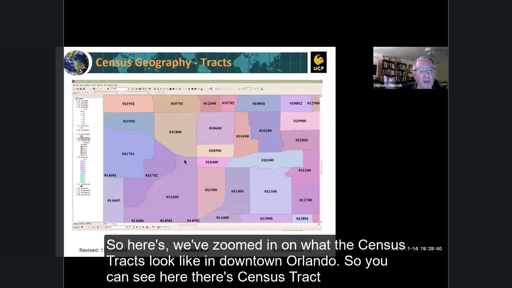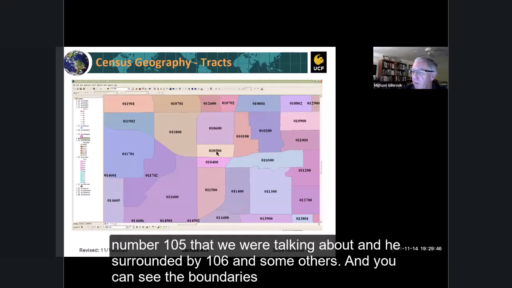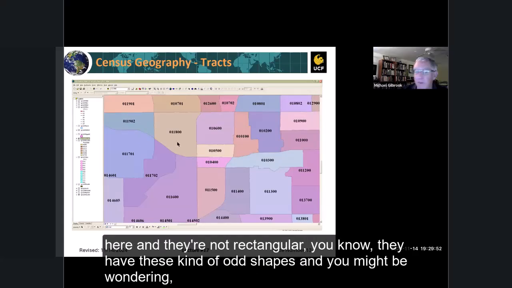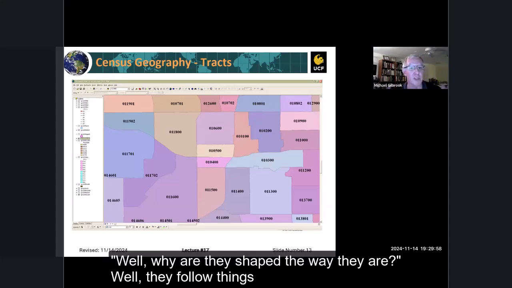So we've zoomed in on what the census tracts look like in downtown Orlando. You can see here, there's census tract number 105 that we were talking about, and it's surrounded by 106 and some others. You can see the boundaries here, and they're not rectangular. They have these kind of odd shapes, and you might be wondering, why are they shaped the way they are?